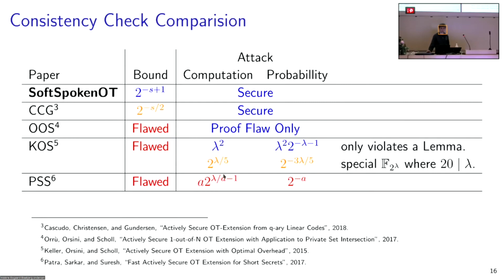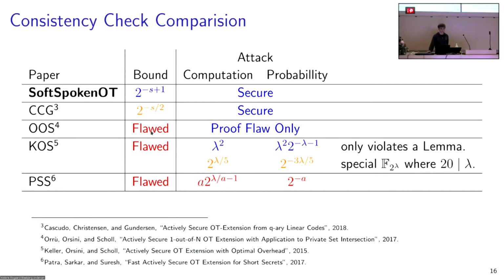There are several malicious OT extension protocols based on OT consistency checking. So here's a comparison. To make it apples to apples, these have all been instantiated using just 1-of-2 OT, even though some of these are from papers that were considering 1-of-N OT. The consistency checking protocol in CCG is very similar to ours. However, our proof has a slightly tighter bound, which allows us to reduce the number of rows sent in the check.